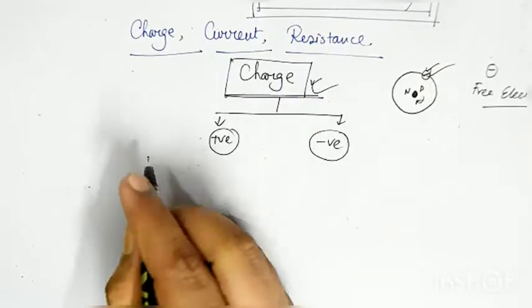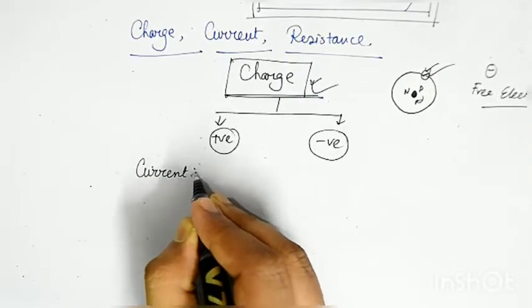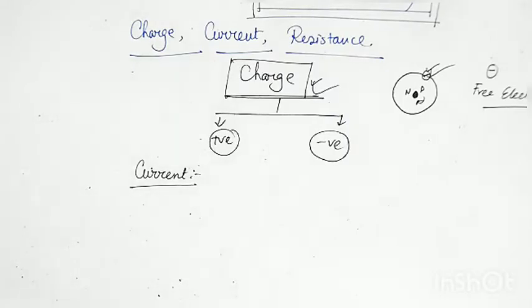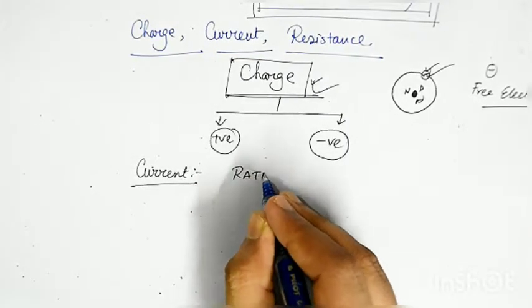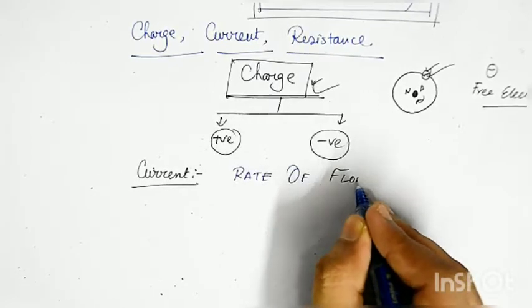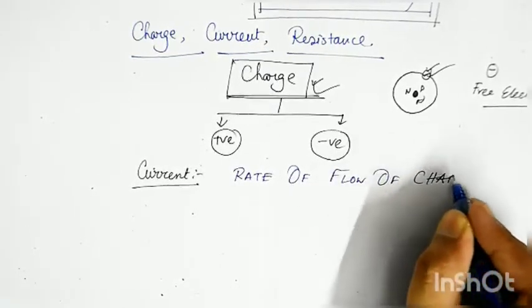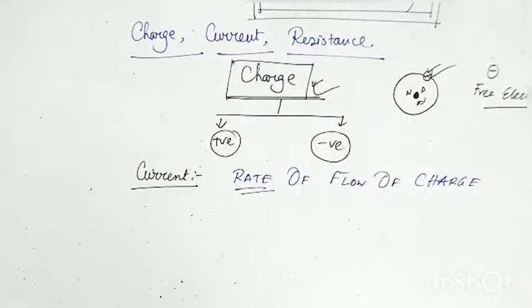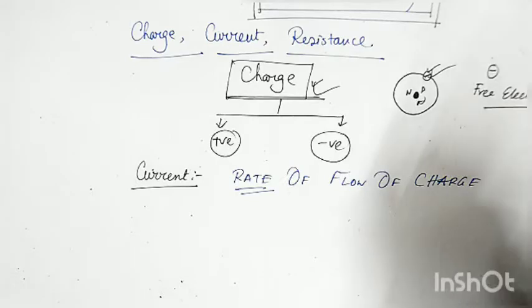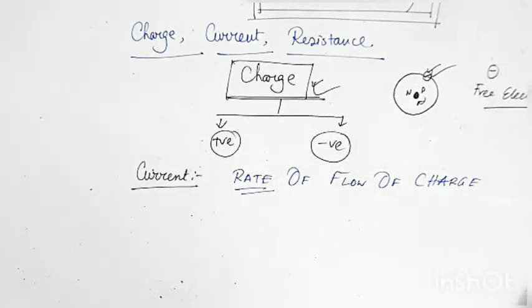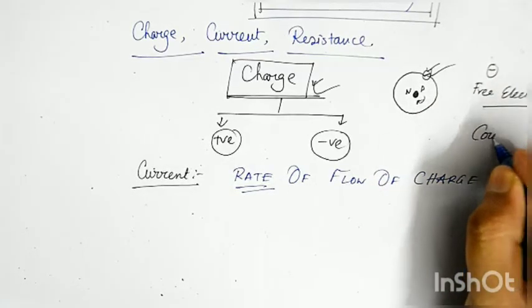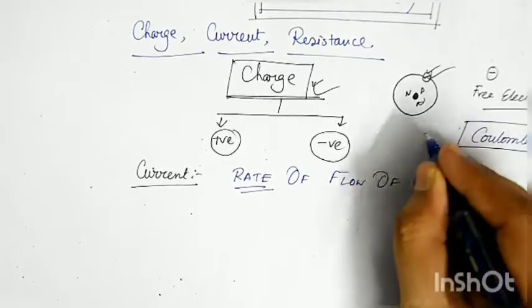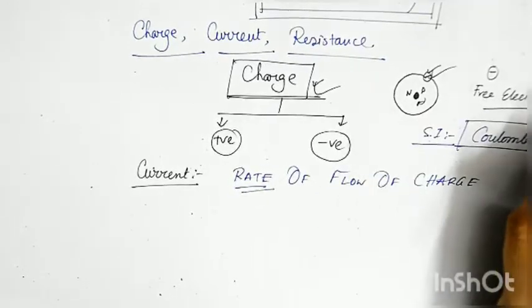Now the next part is current. Current in definition is known as rate of flow of charge. What do you mean by rate of flow of charge? Rate of anything means how much that thing is happening per unit time. If I am talking about rate of flow of charge, that means how much amount of charge is flowing in unit time. So just like if I tell you in 10 seconds 40 coulomb of charge flows, yeah, I missed a point. Coulomb is the unit, the SI unit of charge is coulomb, in short C.